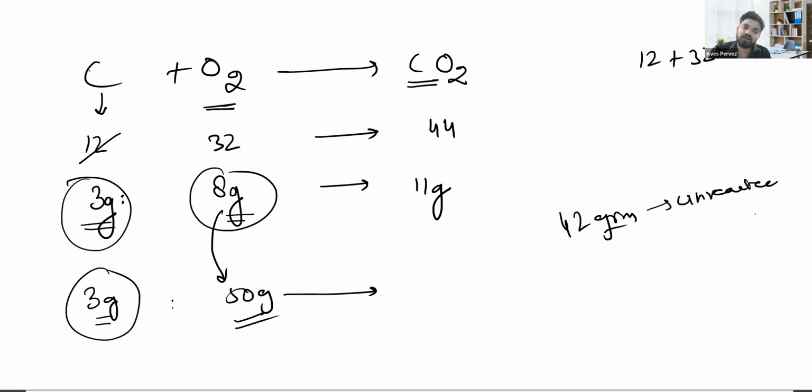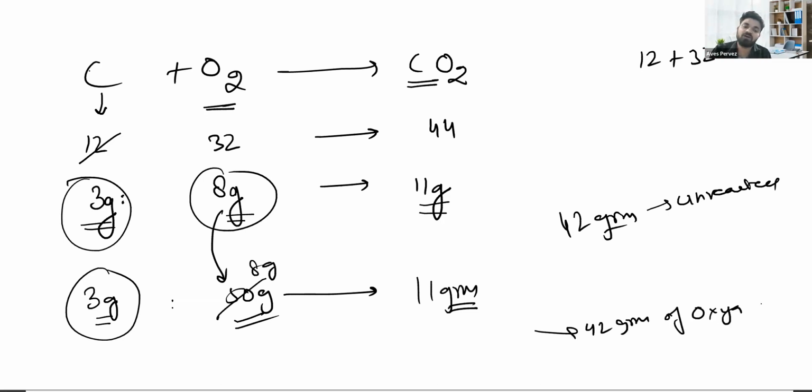Out of this 50, only 8 will be consumed. So how many grams of carbon dioxide will form? 11 grams of carbon dioxide will be formed. And 42 grams of oxygen will remain unreacted because there is no carbon for it. But then, sir, what will happen to that oxygen? This will remain unreacted in the container.